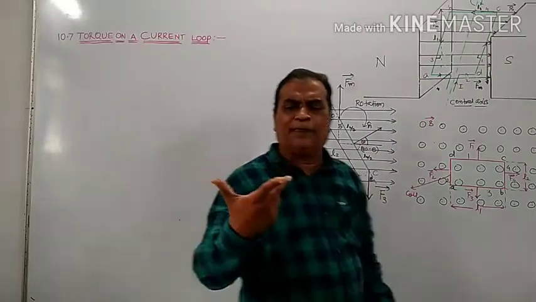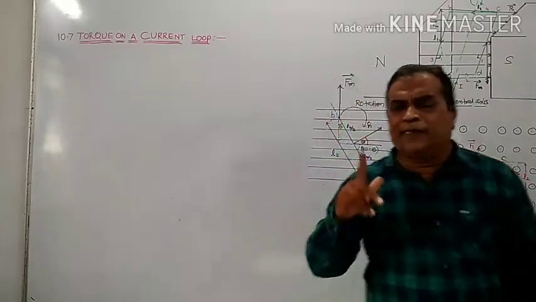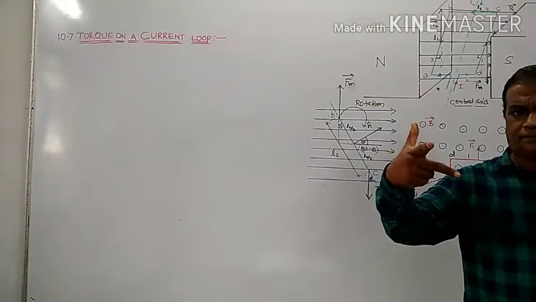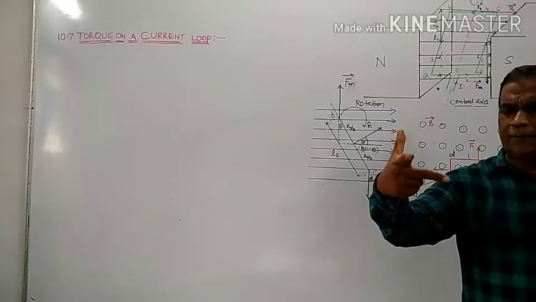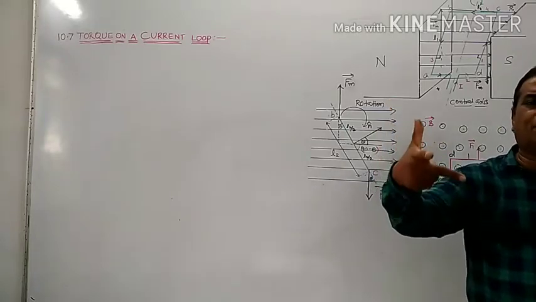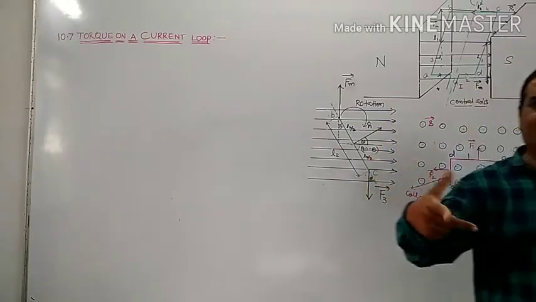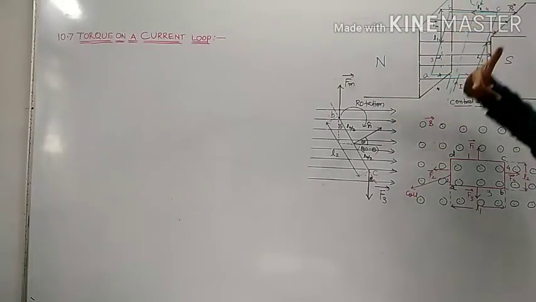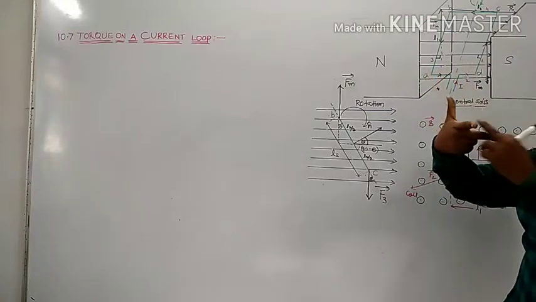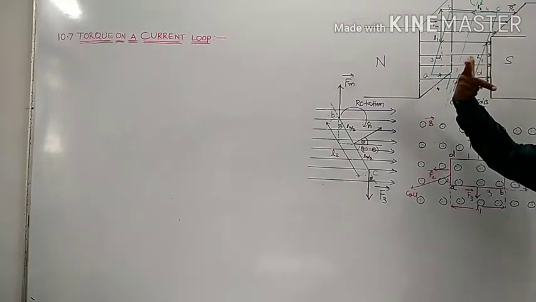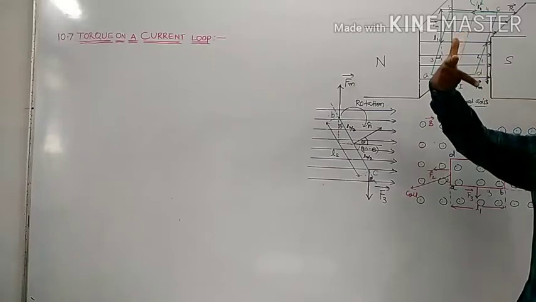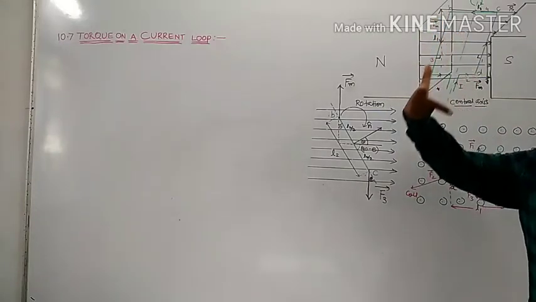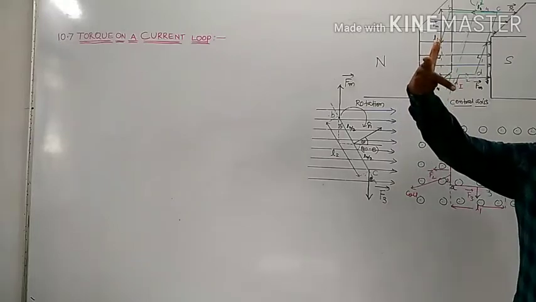So what is Fleming's right hand rule? Fleming's right hand rule states that if we stretch the middle finger, forefinger and the thumb of our right hand in such a manner that the forefinger is pointing in the direction of flow of current, and the middle finger is pointing in the direction of magnetic field, then the outstretched thumb will point in the direction of magnetic force acting on that current carrying conductor.